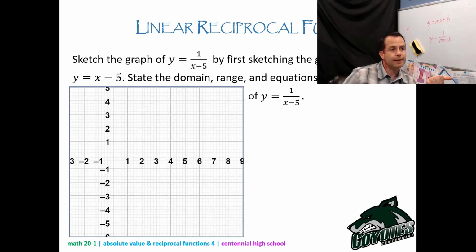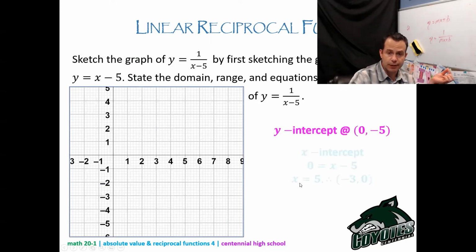I know I have a y-intercept at -5. I know that if I plug 0 in for x, I would have that y-intercept of -5. I know if I plug 0 in for y, I'd end up with an x-intercept: 0 equals x minus 5. So I'd have an x-intercept at 5. So I have a y-intercept at 0, -5 and an x-intercept at 5, 0. Sorry, that's a typo. That should say 5, 0. Let's just change that together.